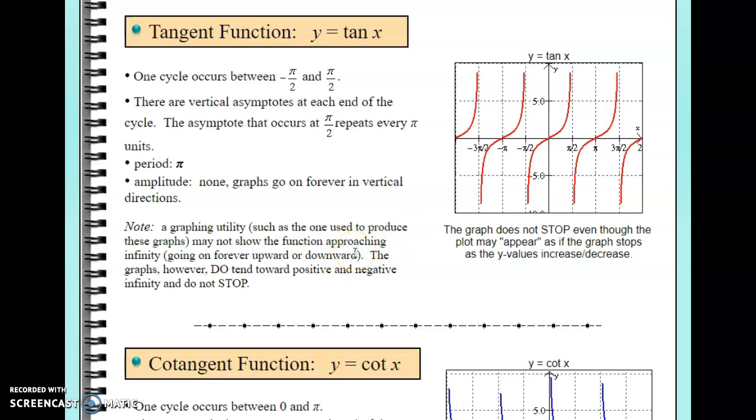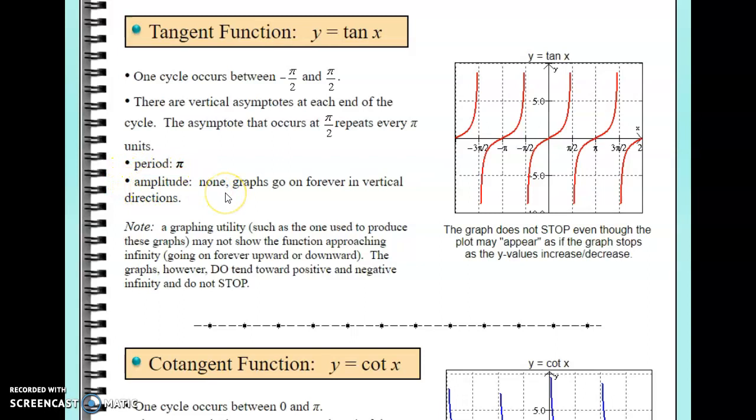One thing that we need to talk about is that, like we said, a cycle occurs every pi units. So the first one is from negative pi over 2 to positive pi over 2, and then pi over 2 to 3 pi over 2. So basically every time we have an asymptote, we have a new period.